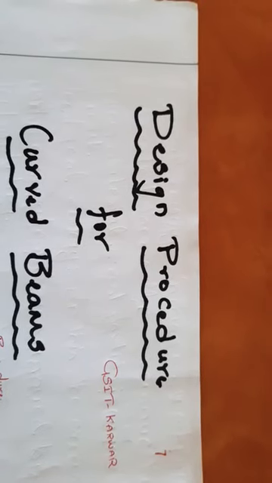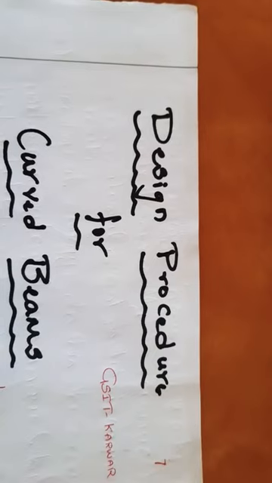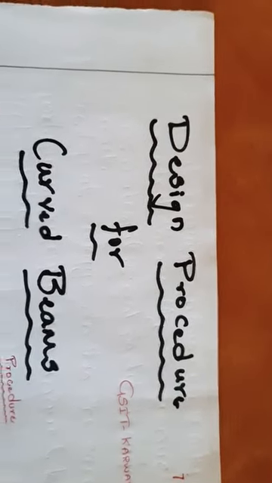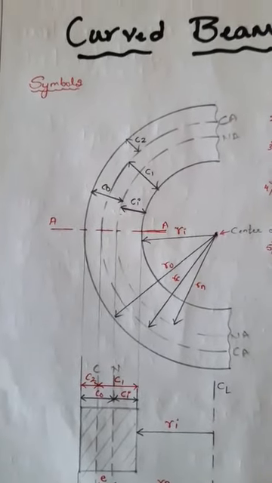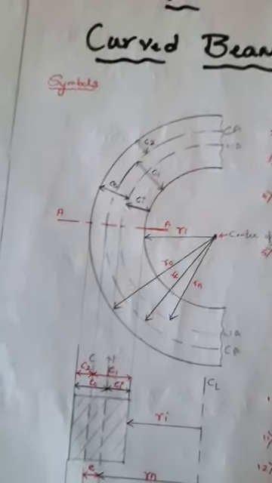Design procedure for curved beams. So first we'll look at the symbols used in curved beams. So this is a curved beam, and these are the symbols used for a curved beam.